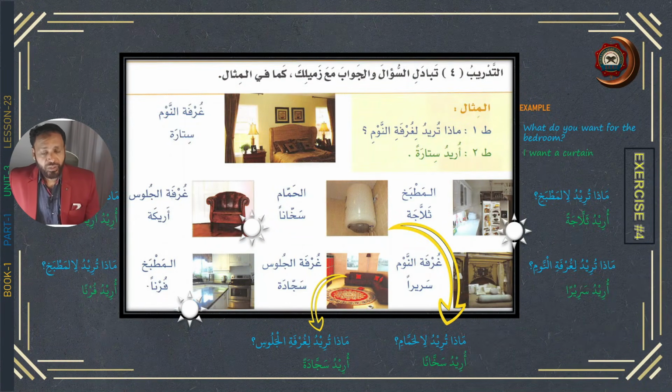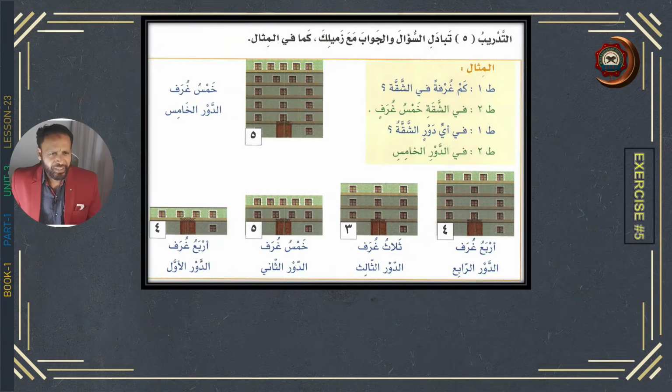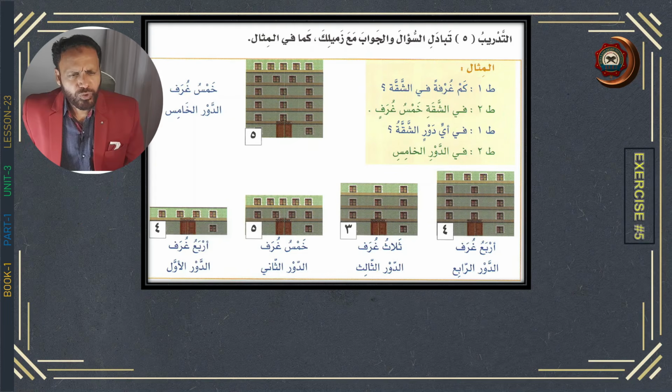Let's continue. Let's speed up a little bit. Tadreeb number 5, tabadal, the same heading it is. Look at the example and do the exercise with it. The first student says, Kam ghurfatan fi shakkati? How many rooms in the flat, in the apartment? The reply comes, fi shakkati khamsu ghurafin. In the flat, there are 5 rooms.